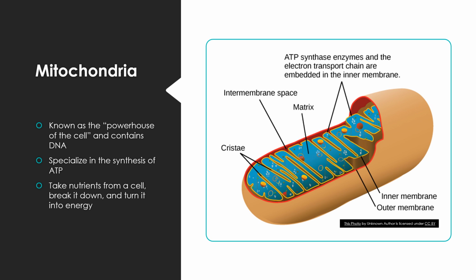Finally, we have mitochondria. Most of us know this as the powerhouse of the cell, and it contains DNA. They specialize in the synthesis of ATP and come in a variety of shapes. They tend to be oval, but they are able to change shape and move around. They take nutrients from a cell, break them down, and turn them into energy. And energy is taken from organic compounds and turned into ATP.